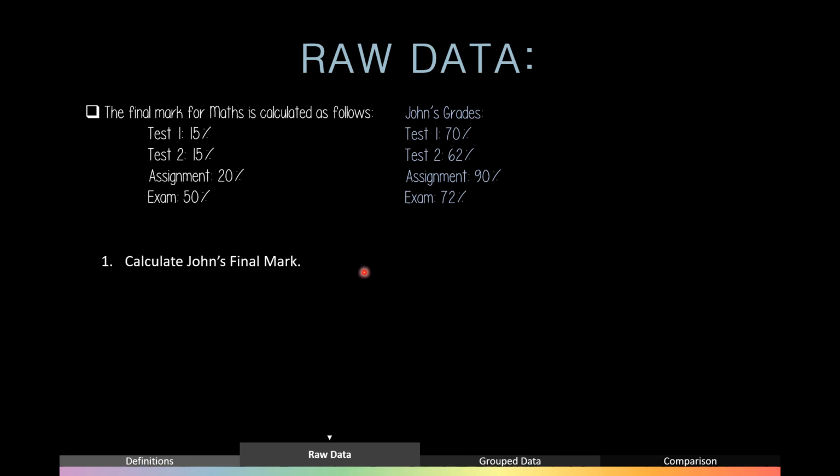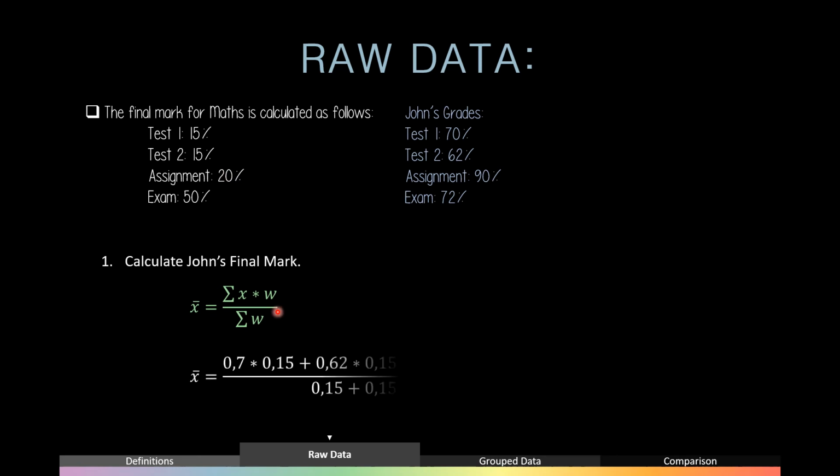So the way we're going to do this is we're going to use a weighted average. If these assessments were all contributing a quarter, so 25%, then we could go ahead and just use the original formula because they're equally weighted. However, we can see that these assessments have different weightings. The assignment contributes more than the tests, and the exam contributes more than the assignment and the tests. So what we want to do is use that weighted average formula where X is going to be the grades that John achieved and W is going to be the weights for each assessment.